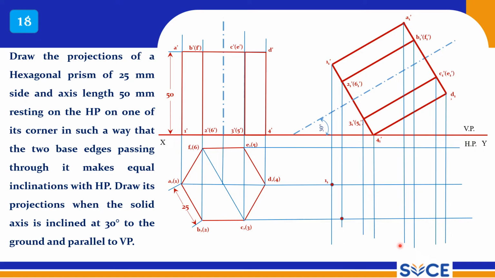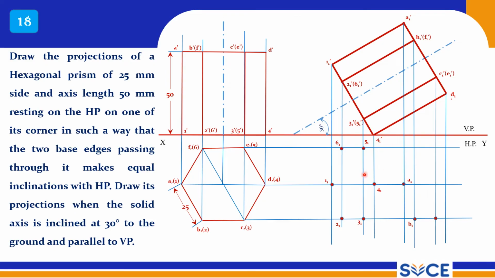connect all the outermost points with thick lines. Now A is connected to B, A is connected to F. They are visible edges. So F is connected with A and A is connected to B, thick line, and A is connected to 1 also, that is also a thick line. So the top surface is completed.